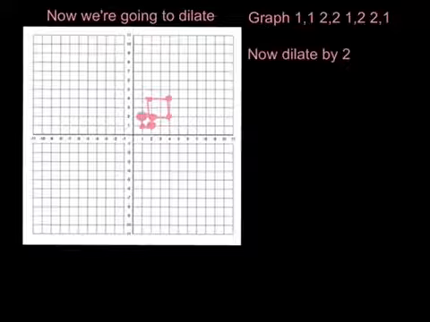Now we're going to do dilations. What you do is you just put in a square right here, and then you dilate it by 2, which would be multiplying it by 2. So then these would be 2, these would be 4, this would be 2, this would be 4, this would be 4, and this would be 2. So that's where they all go.